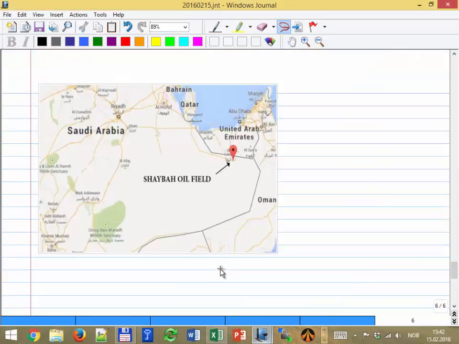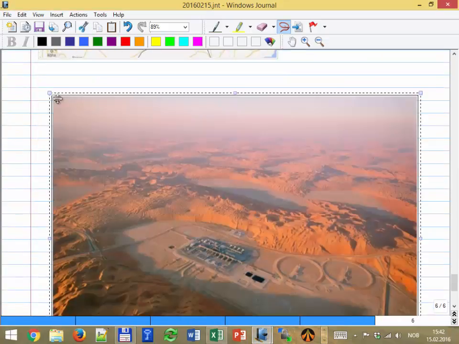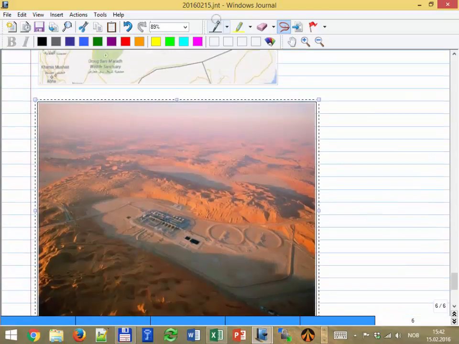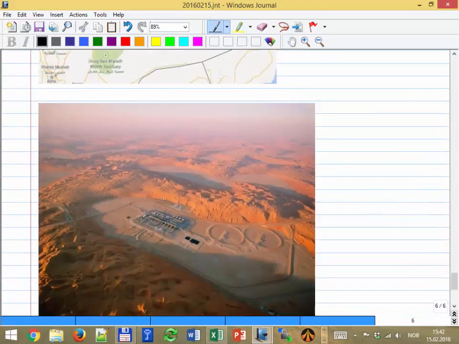Also, it's not a beach. Well, it has a lot of sand, but I guess it's very hot. So here you have the central processing facility, and the wells are also located here. In this case, they cannot put the wells on the dunes because the dunes change very much with the wind. So they have to put them on these flat patches, which are called a sabkha.